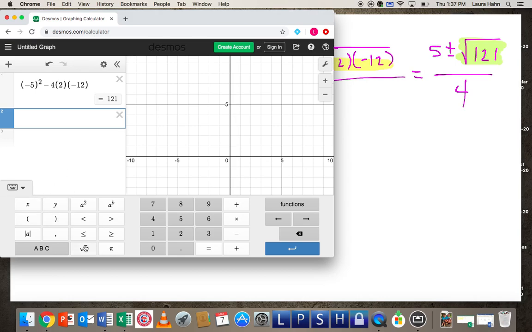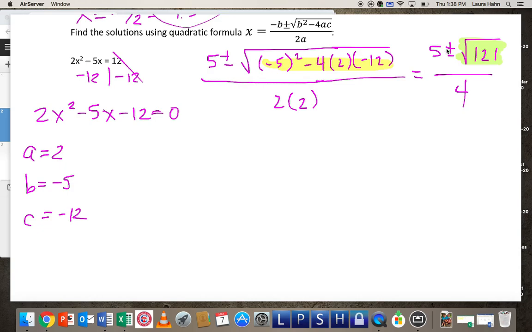All right, so square root of 121 is 11. That is a very pretty number, so I can go ahead and simplify. So on top, I'm going to have 5 plus or minus 11 all divided by 4. Remember, if it gave me an ugly decimal, I would have just left it as the square root of 121. But it simplified to a pretty number.